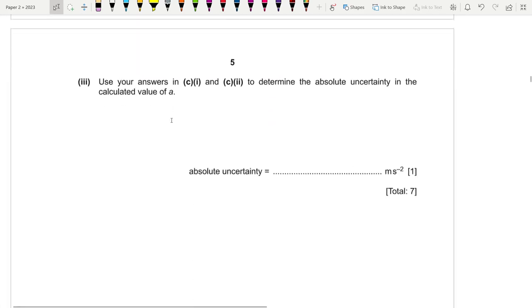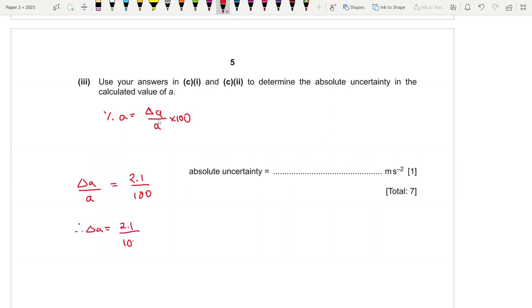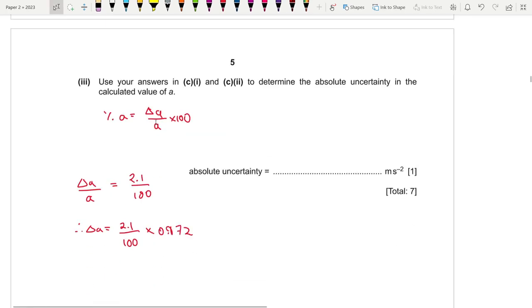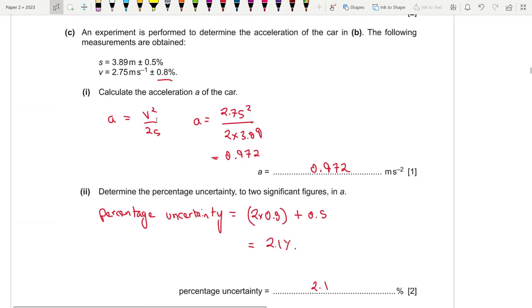Use your answers in C1 and C2 to determine the absolute uncertainty in the calculated value of a. Fine. So we know that the percentage uncertainty of a is equal to del a by a times 100. So del a by a is basically equal to 2.1 divided by 100. Therefore, del a is equal to 2.1 by 100 times the value of a that we just found out, 0.972. So it's wise if you use the exact calculated answer. So I'm going to do it again, 2.75 whole square by 2 times 3.89.